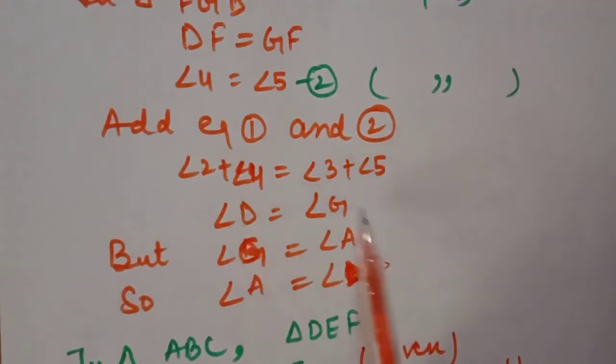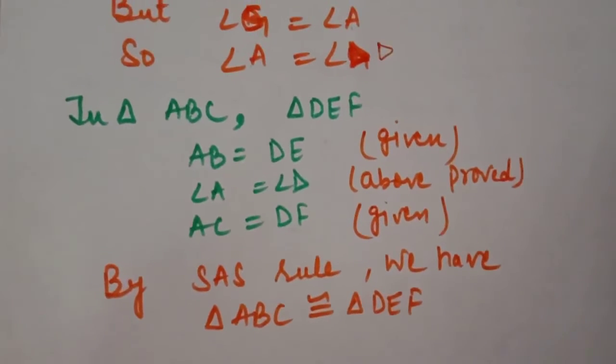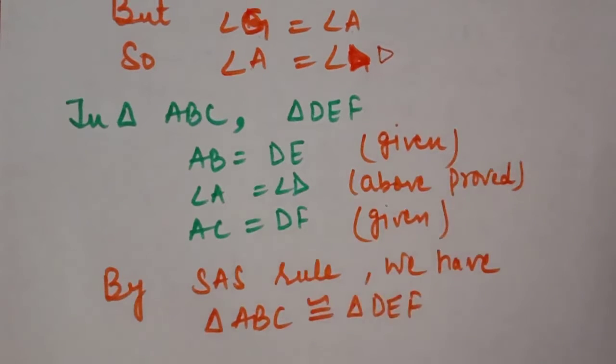D and G are equal to each other. G and A are equal to each other by CPCT. We proved above, from these two relations, A and D are also equal to each other. Now in our given two triangles, triangle ABC and DEF, AB is equal to DE, given. Angle A and angle D are equal to each other, proved above. AC and DF, given. So by SAS rule, both the triangles are congruent to each other.